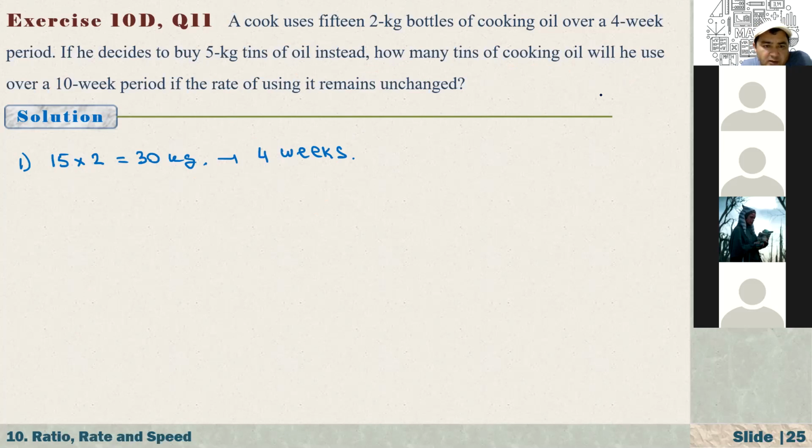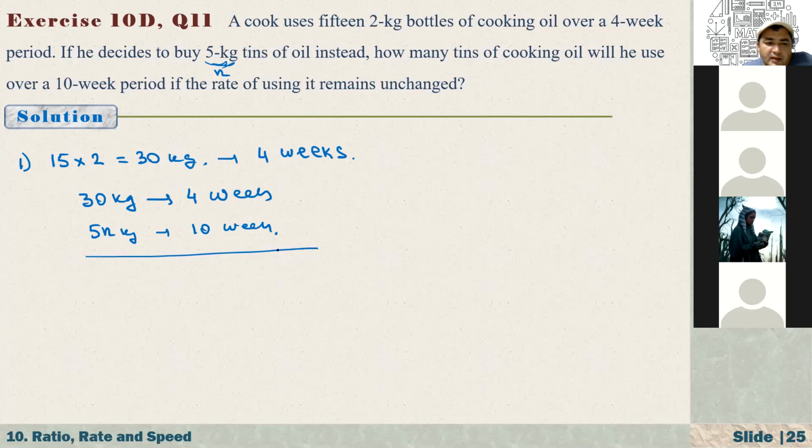What is the question? 10-week period, how many, right? So here, 30 kg is enough for 4 weeks, right? And how about for 10 weeks? How many kg of oil will be needed? And after that, let's say each one is 5 kg. Let's say we will need n such tins. So n times 5, the total weight will be 5n kg.